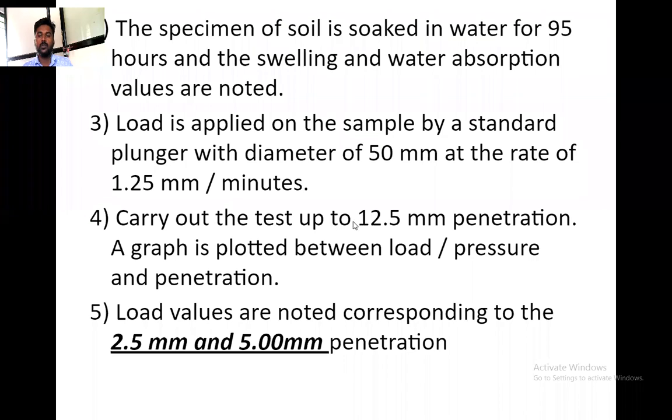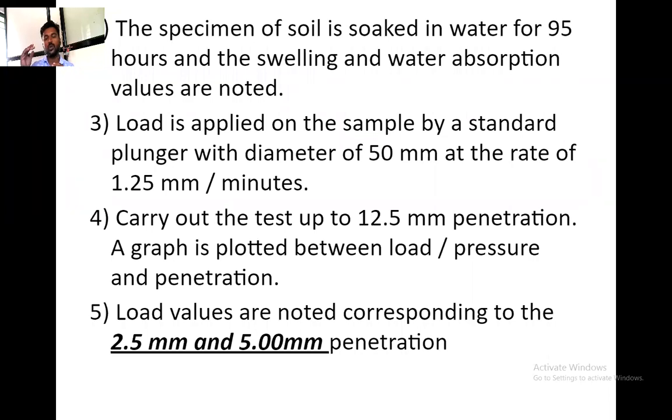Carry out the test up to 12.5 mm penetration. A graph is plotted between the load versus pressure and the penetration. We have to plot the graph between the load and the pressure and penetration values. The load values are noted corresponding to 2.5 mm and 5 mm penetration.